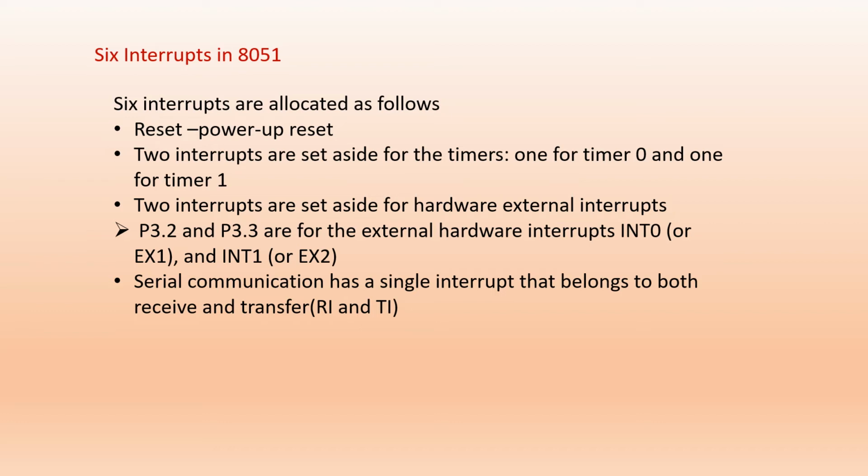Next, two interrupts for the timers, that is TF0 and TF1. Already you know that TF0 and TF1 are the two interrupts for the timers. Next, serial communication has a single interrupt that belongs to RI and TI, the receive and transfer interrupt flags. So RI and TI together constitute a single interrupt.